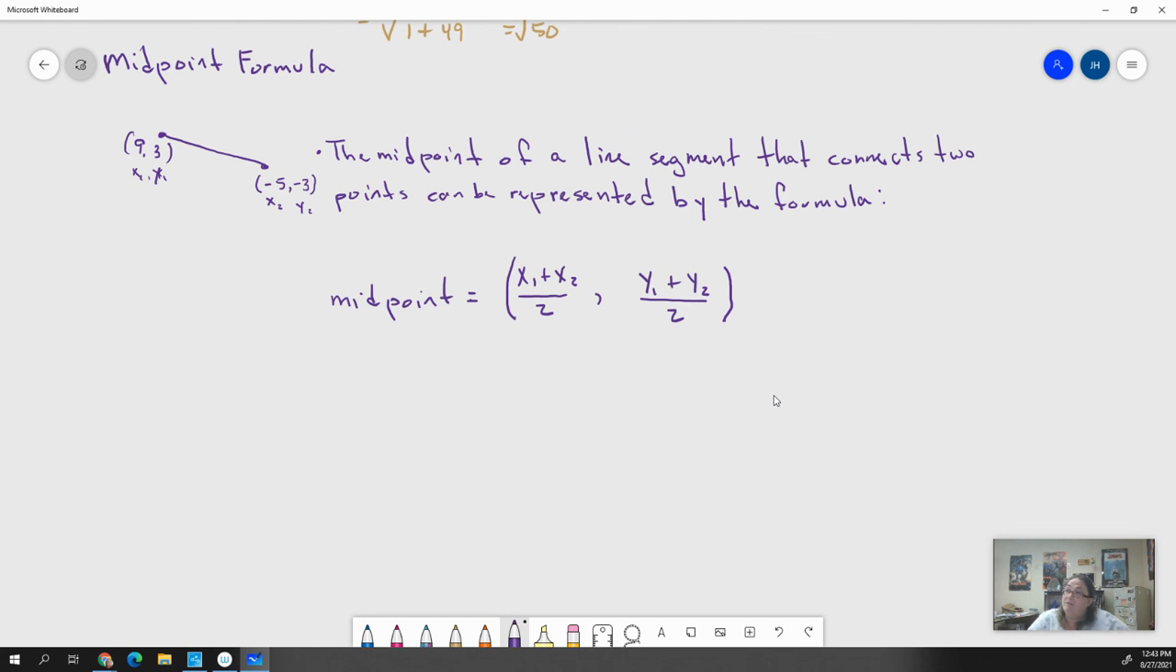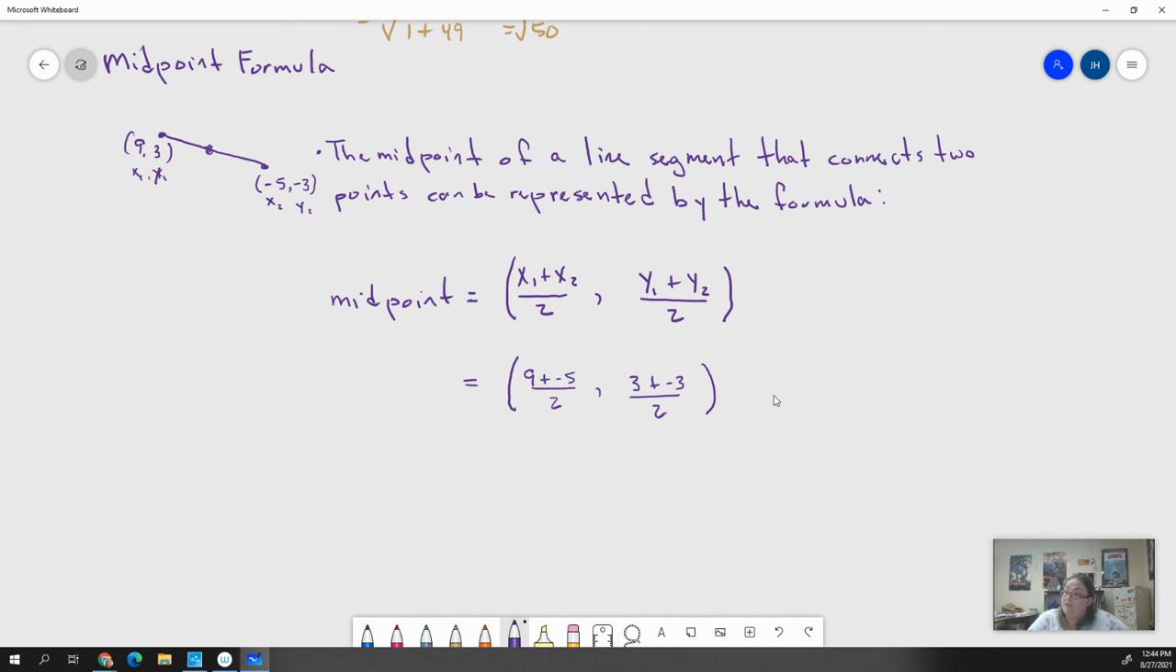But to find the middle of these 2 points, the dead center of these 2 points, all I would do is I would take x1, which is 9, plus -5 over 2 to get the x value. And then my y's, I would go 3 plus -3 over 2 to get my y value.